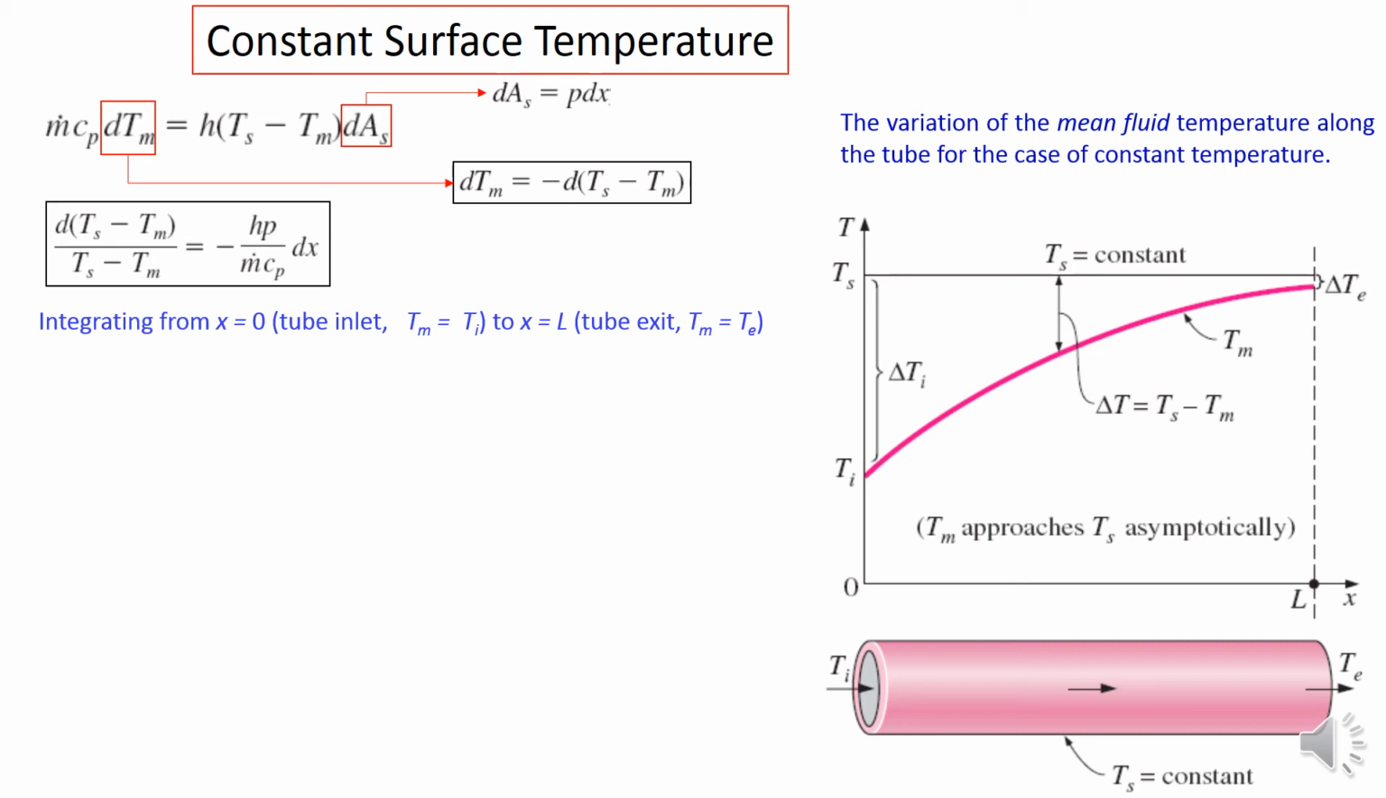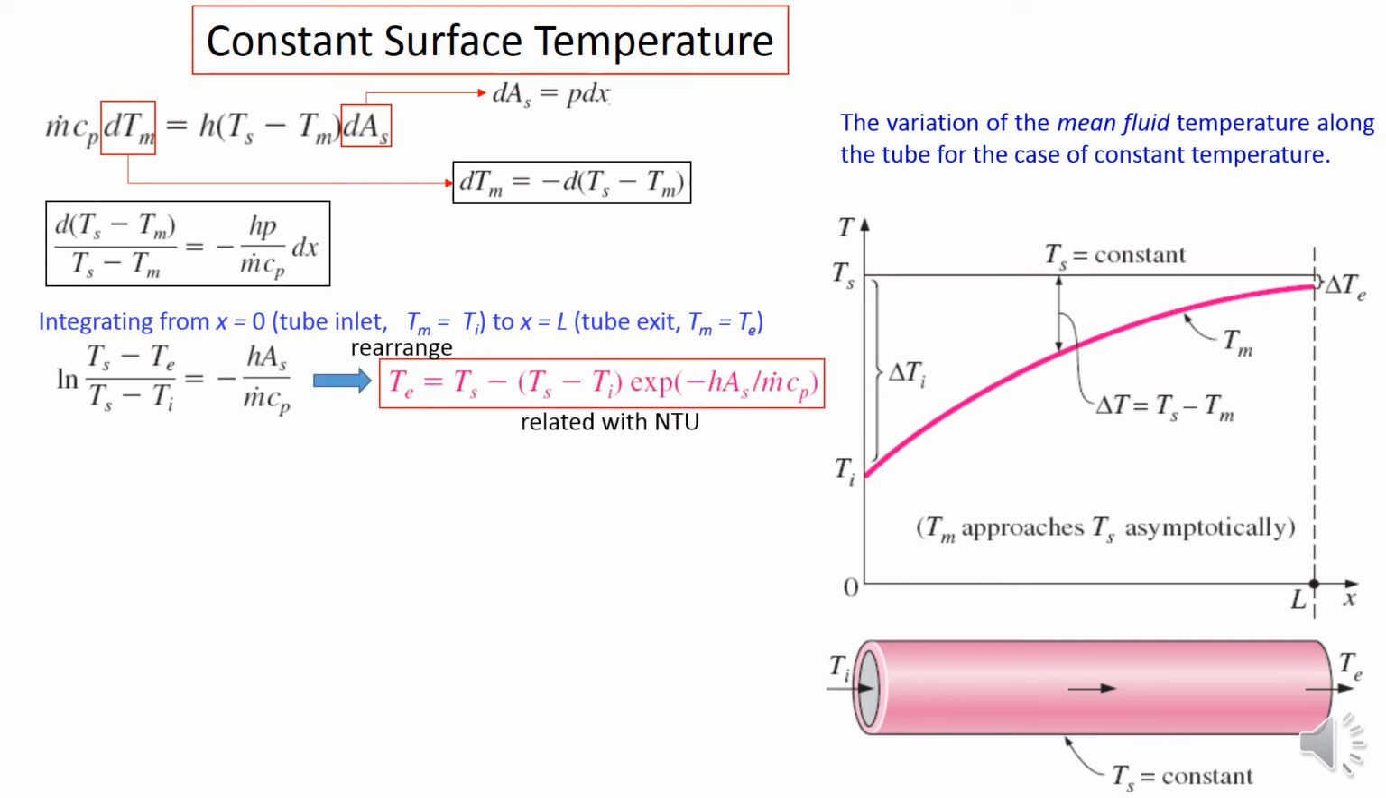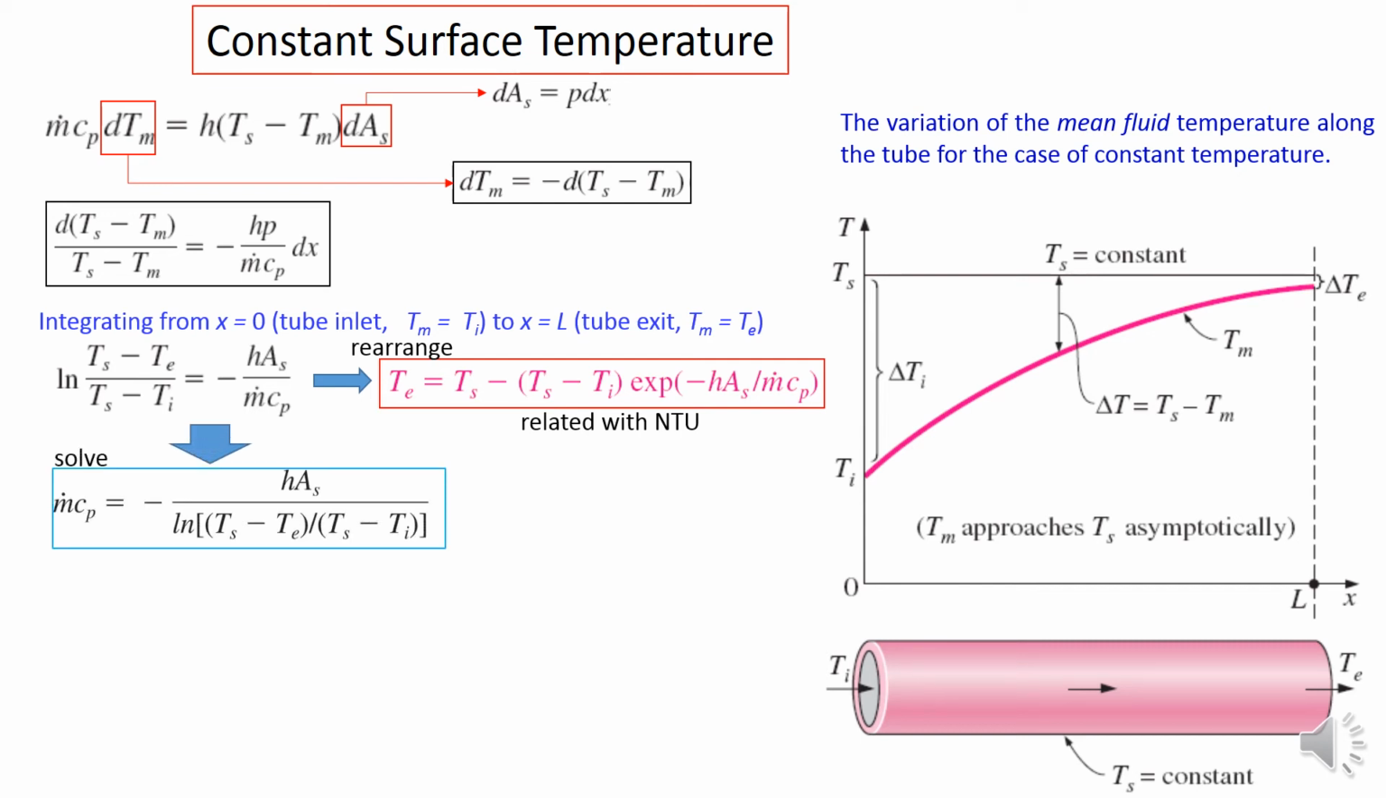the mean temperature of the fluid is equal to the exit temperature, then we get this equation from the integration. If we rearrange this equation, we can calculate the exit temperature of the fluid, which I put in the red rectangle. I will explain this equation, which is related to NTU, in the next slide. And if we solve this equation, we can get the relation of mass flow rate m dot times specific heat Cp, which is equal to the equation in the blue rectangle.